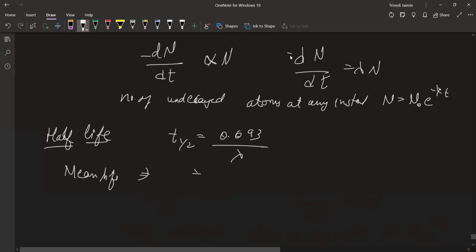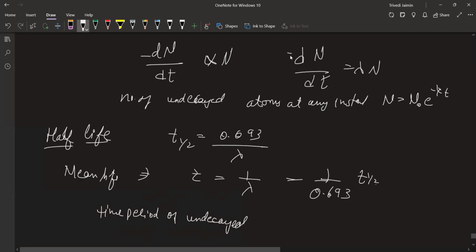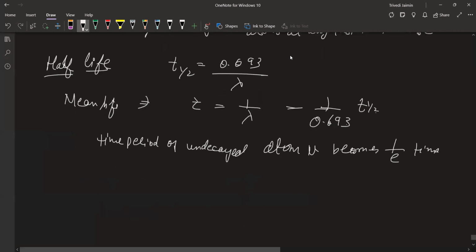Mean life tau equals 1 by lambda, which is t half divided by 0.693. After one mean life, the number of undecayed atoms becomes 1 by e times, or 0.37 times the original number.